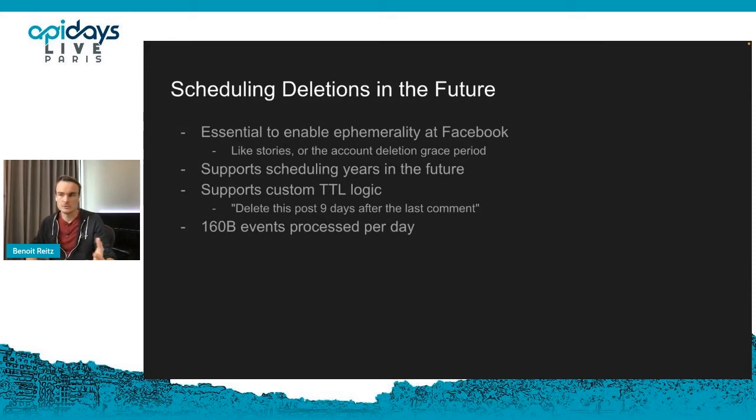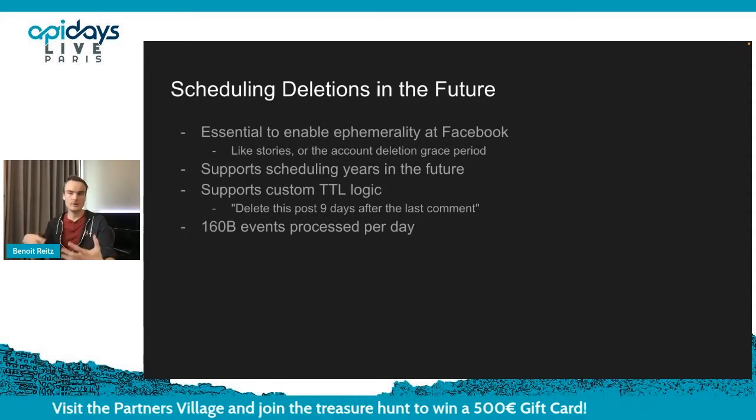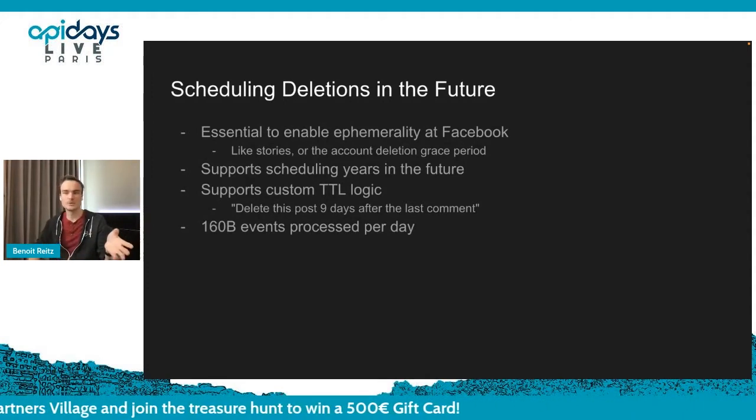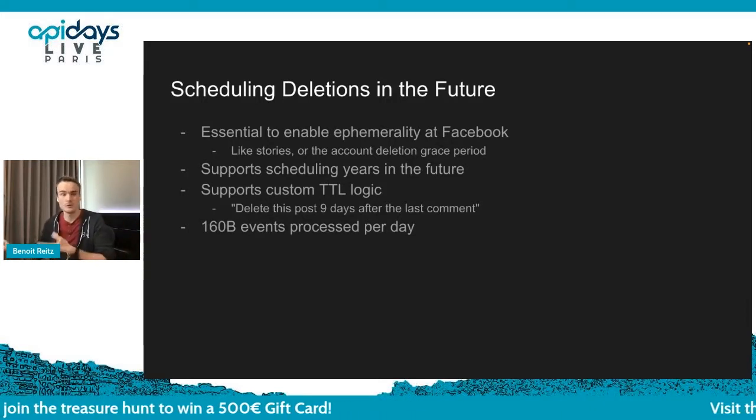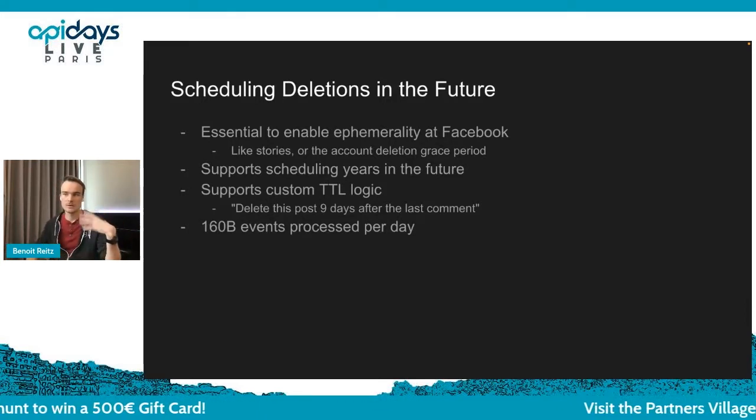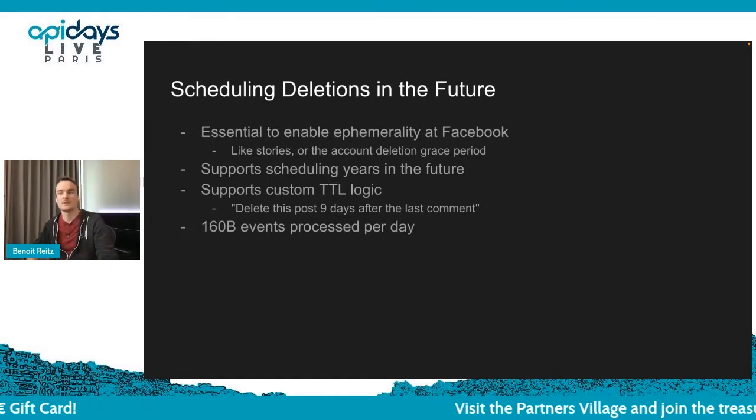And think Instagram stories or the account deletion grace period, right? So when you try to delete your account, you have 30 days to re-log in to cancel deletion. We support scheduling years in the future, which is very useful for financial data, for instance. We also support custom TTL logic, which allows the product team to do very powerful stuff like delete this post 9 days after the last comment on the post, for instance, which basically requires us to continuously check.